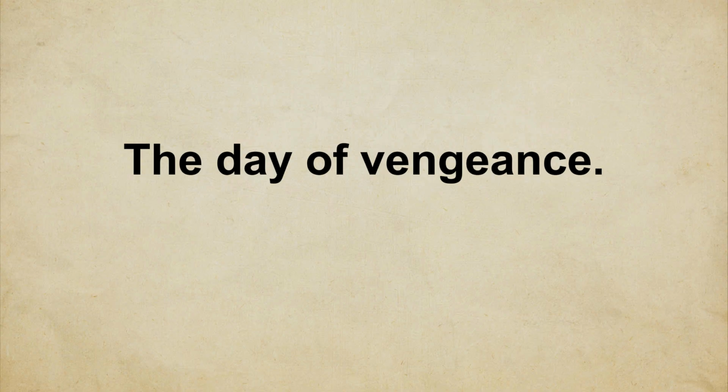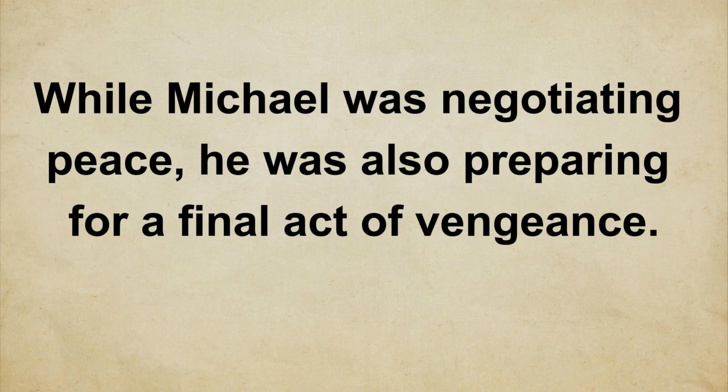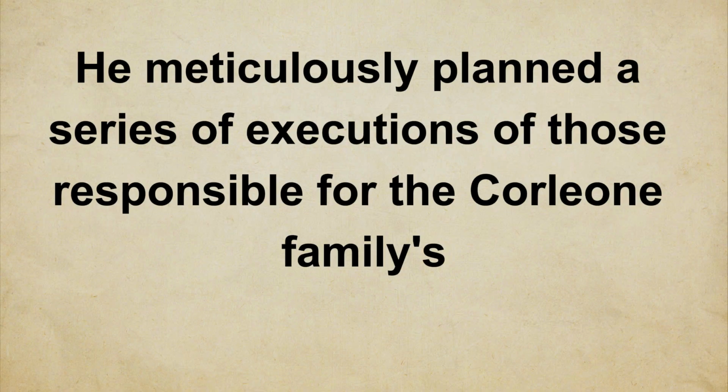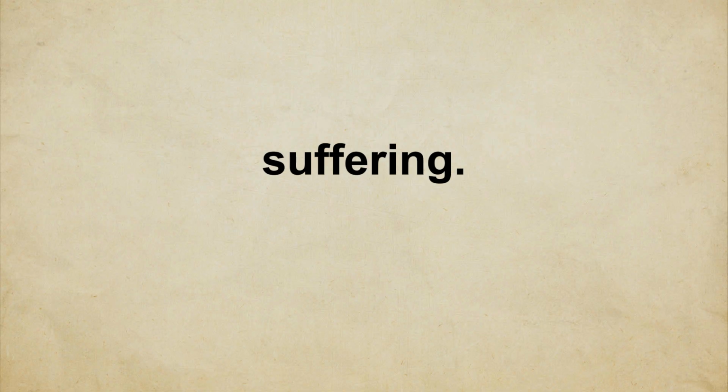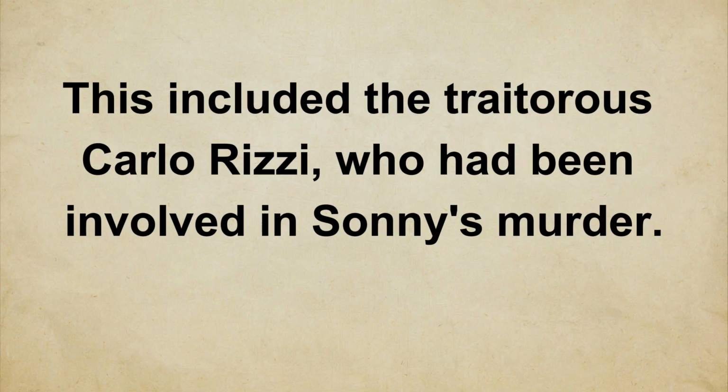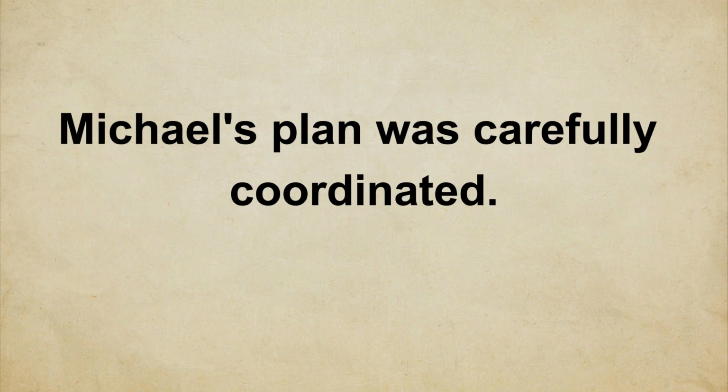The day of vengeance. While Michael was negotiating peace, he was also preparing for a final act of vengeance. He meticulously planned a series of executions of those responsible for the Corleone family's suffering. This included the traitorous Carlo Rizzi, who had been involved in Sonny's murder. Michael's plan was carefully coordinated.